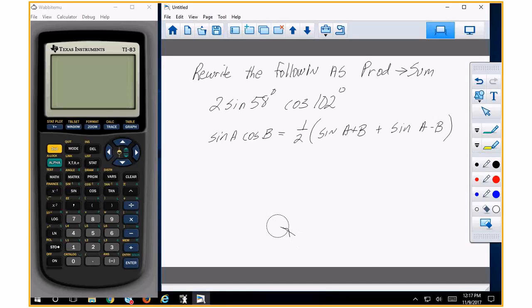So we still need to keep the two. You just use it at the end to cancel out the one half. Just remember that. So that's going to be one half sine. What's 58 plus 102? 160. And what's 58 minus 102? Negative 44. And then what happens when you multiply the 2 on both sides? That goes out. So your answer is sine of 160 plus the sine of negative 44.